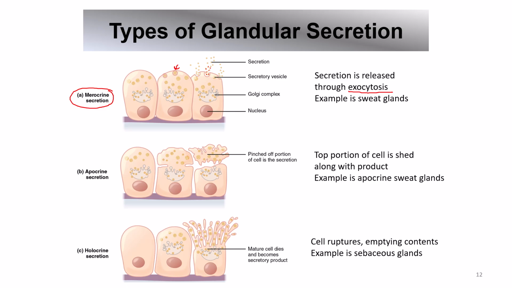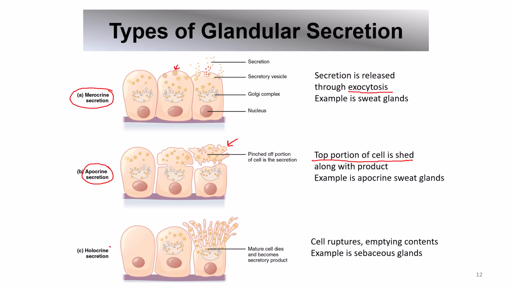Next type of secretion is apocrine. Here, the top portion of the cell is shed. You can see on this picture. And so then whatever was in that part of the cell comes out. This could be different products. The example for this is the apocrine sweat glands that we're going to talk more about in the skin chapter. These glands are in our armpit and also pubic regions as well.